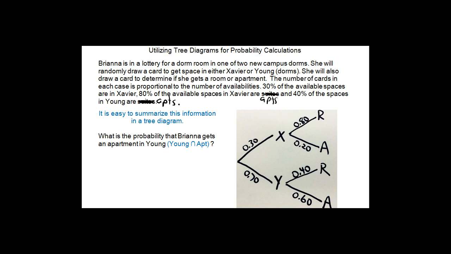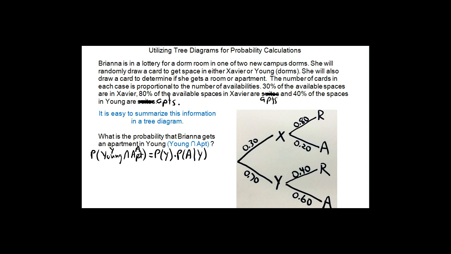So by the product rule for probabilities, we know that the probability of getting into Young and getting an apartment is the probability of getting into Young, I'm just going to use Y for Young, times the probability of getting an apartment, I'll use A for apartment, given that the student got into Young. So if this is Y and this is A.